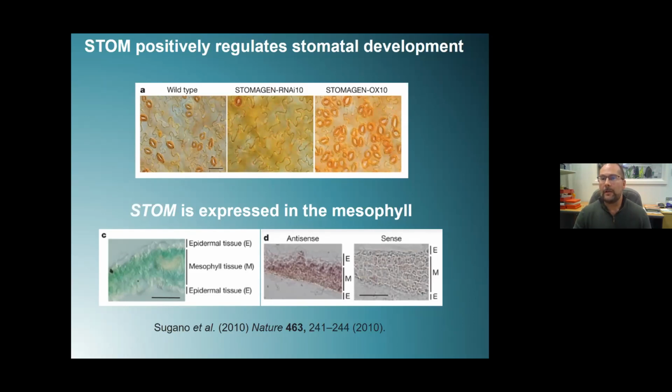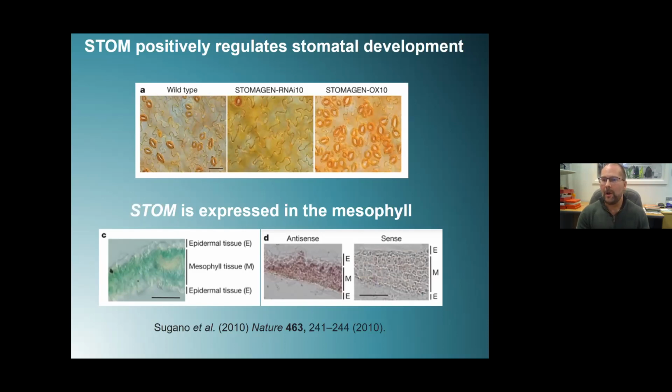Now that's interesting in its own right. But what was of further interest, and actually the major point, was that stomagen isn't expressed in the epidermis. It appears to be expressed in the internal tissue, in the mesophyll. We can see this here. This immediately led to the hypothesis that here we have the mesophyll, a tissue associated with photosynthesis, with light. So does this mean that stomagen is the connection between light and stomatal development, between photosynthesis and stomatal development?